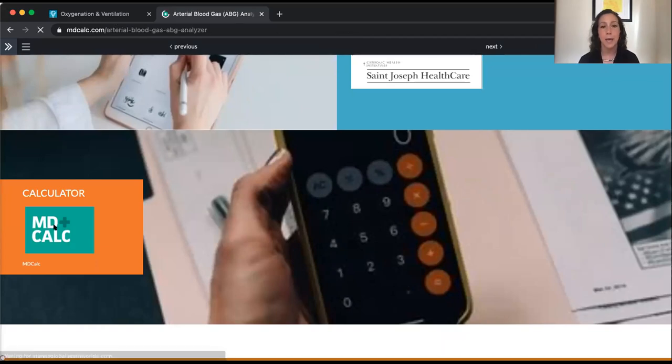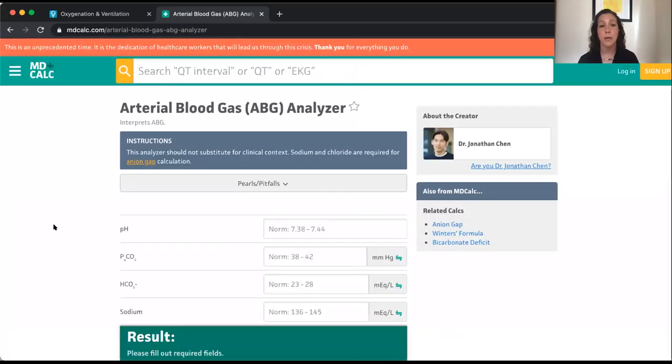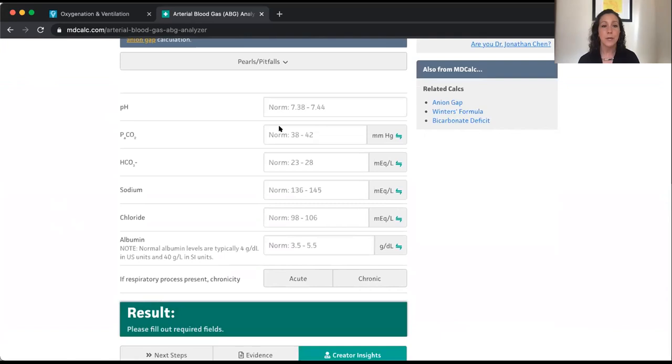You can also get that on your phone. And not only does it do blood gas analysis, it does just about anything. You can talk about all different types of calculators. So you can actually plug in your values here and it'll interpret your ABG for you.